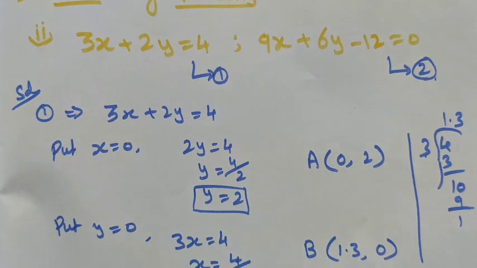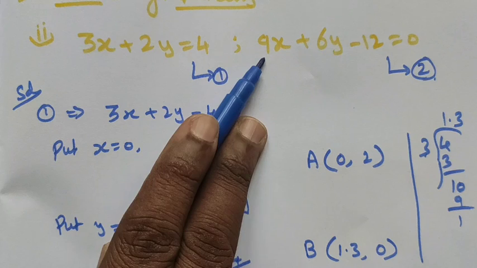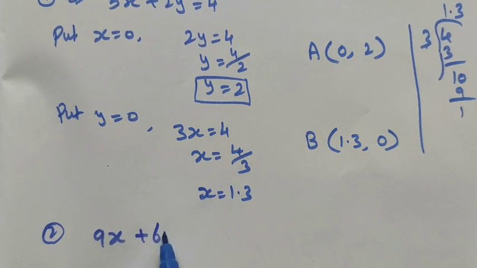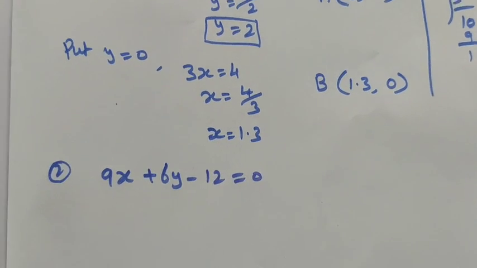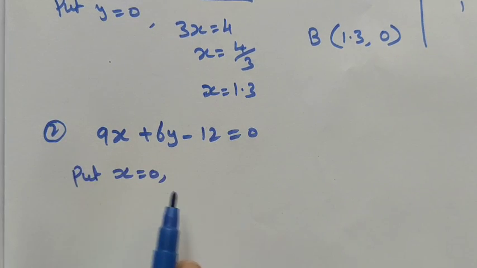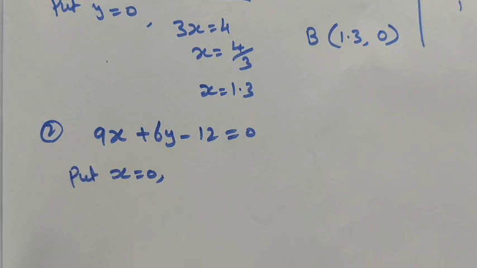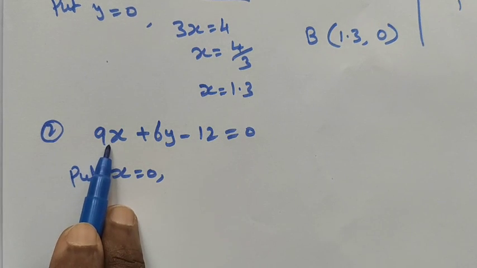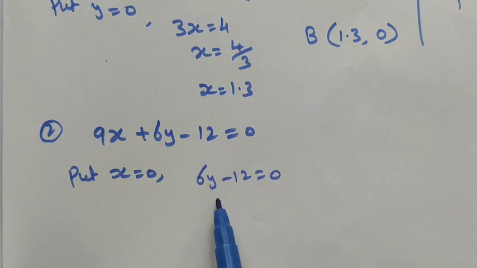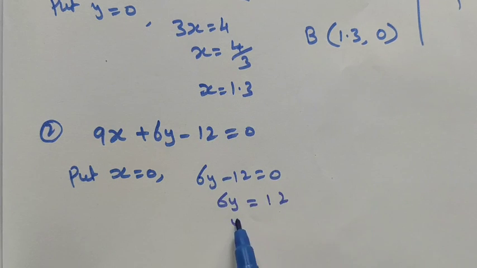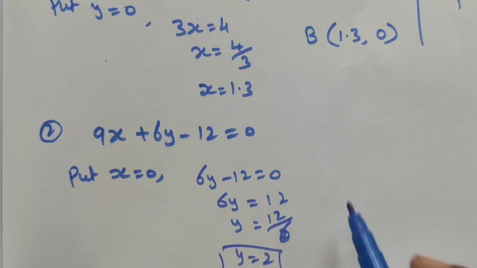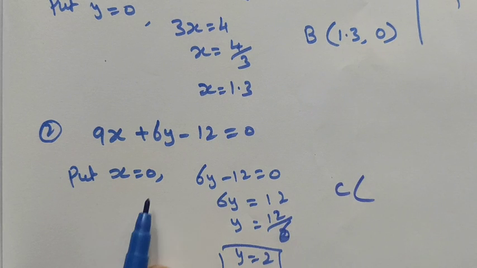Now we come to the second equation to find the other two ordered pairs. Now 9x plus 6y minus 12 is the second equation. Here also we use the same form, put x is equal to 0. We need the x and y value, the ordered pair. Put x equal to 0, then we get 6y minus 12 equal to 0. 6y is equal to 12, then y is equal to 12 divided by 6, then y is equal to 2. Let me take the ordered pair C as the point (0, 2).